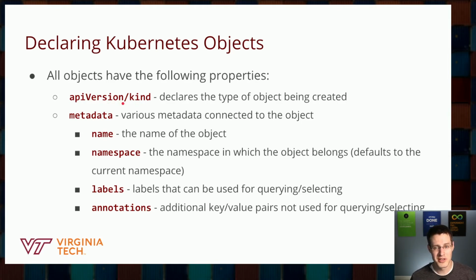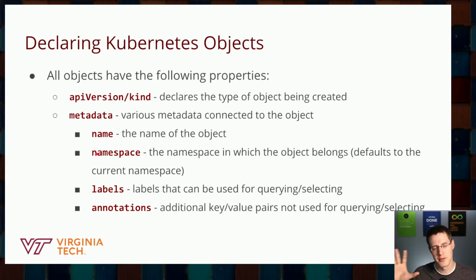And then all objects have metadata. The first item of metadata is the name, and this is going to be the name of the object. So in the case of the pod that I just created, that would be hello world. The namespace isn't always defined in the YAML document, but it can be. Otherwise, it just defaults to whatever namespace the CLI is configured to talk to.